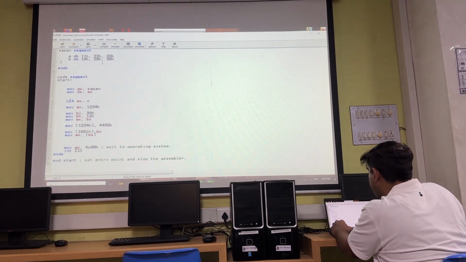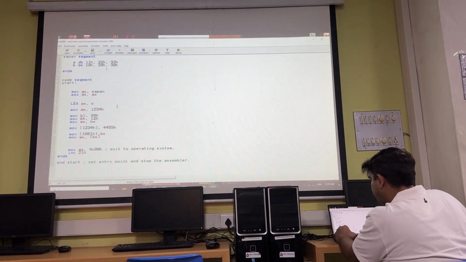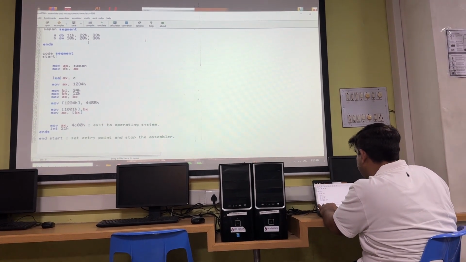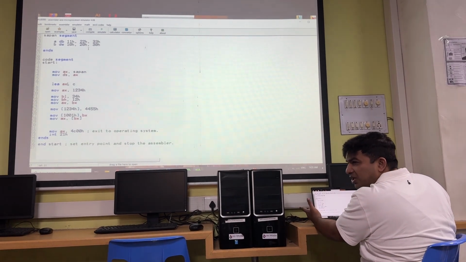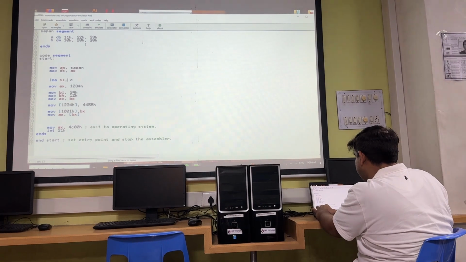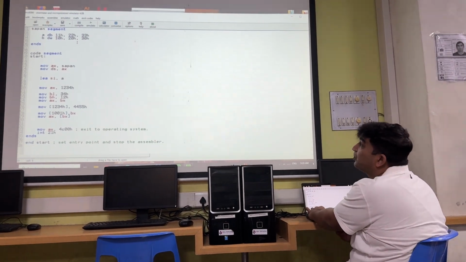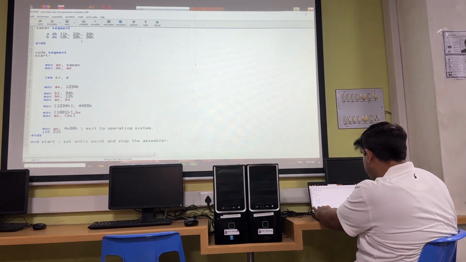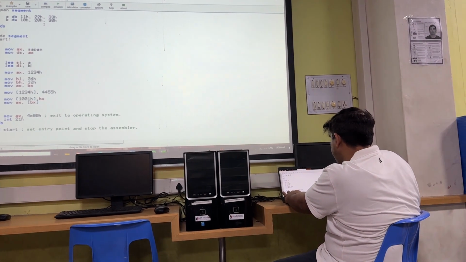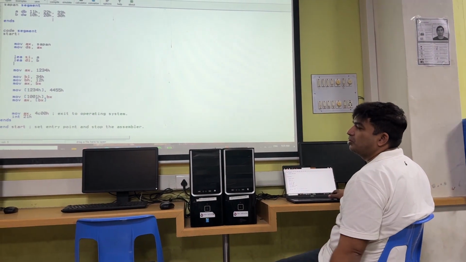I want to exchange these two arrays. LEA must be 16-bit registers, right? So source index SI comma A. So SI will contain 0, 0, 0, 0. LEA DI comma B. DI will contain what? 0, 0, 0, 3.